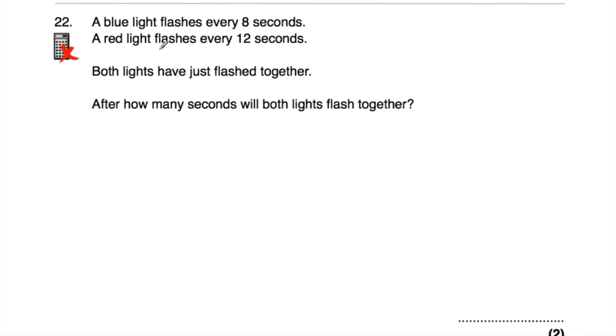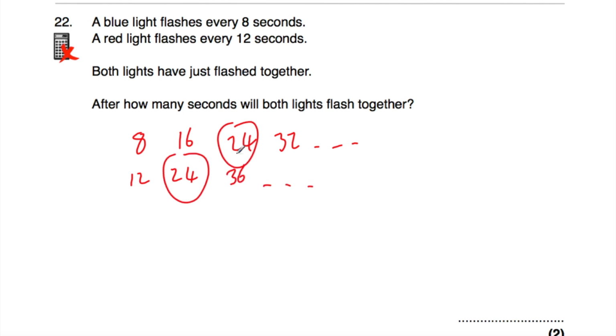So we've got here, the blue one flashes every 8 seconds. So 8, 16, 24, 32 and so on. And the red light flashes every 12 seconds. That's 12, 24, 36 and so on. And as you can see here, 24 is in both of the lists. So after 24 seconds, they'll both flash together again. And that's it.